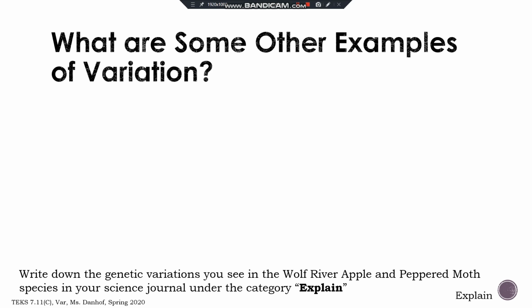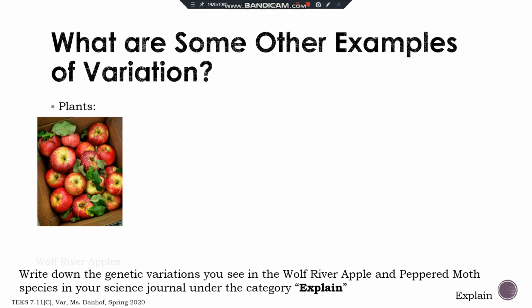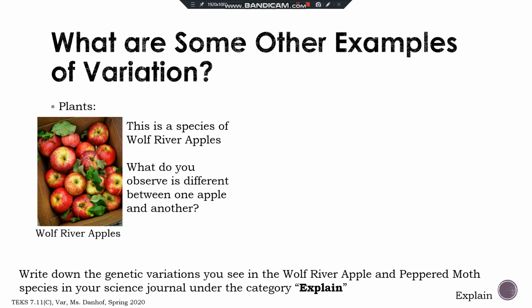Now, let's look at some other examples of variation. We have plants, some apples, specifically the Wolf River apples, and I say that this is a species of Wolf River apples, so they are all the same species of apples, and I ask them what they observe is different between one apple and another.